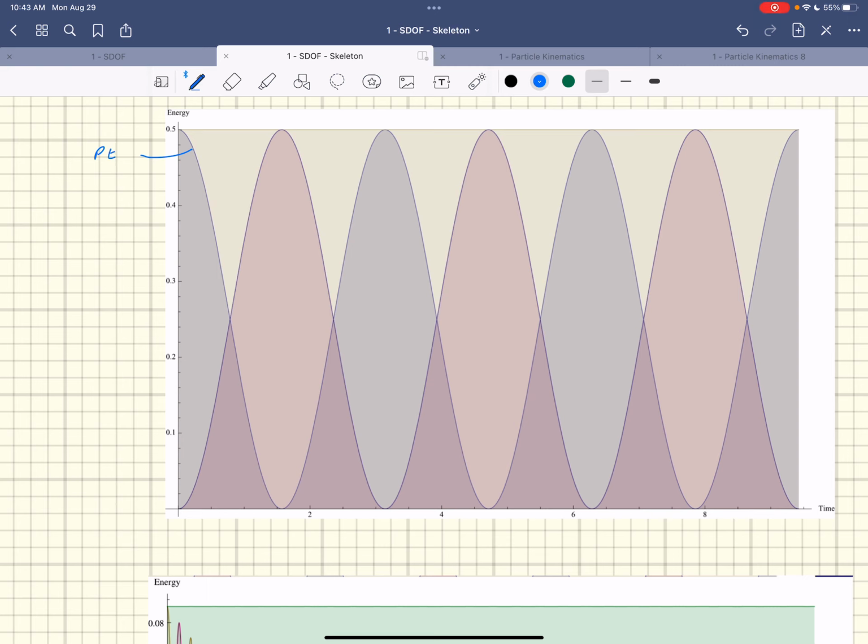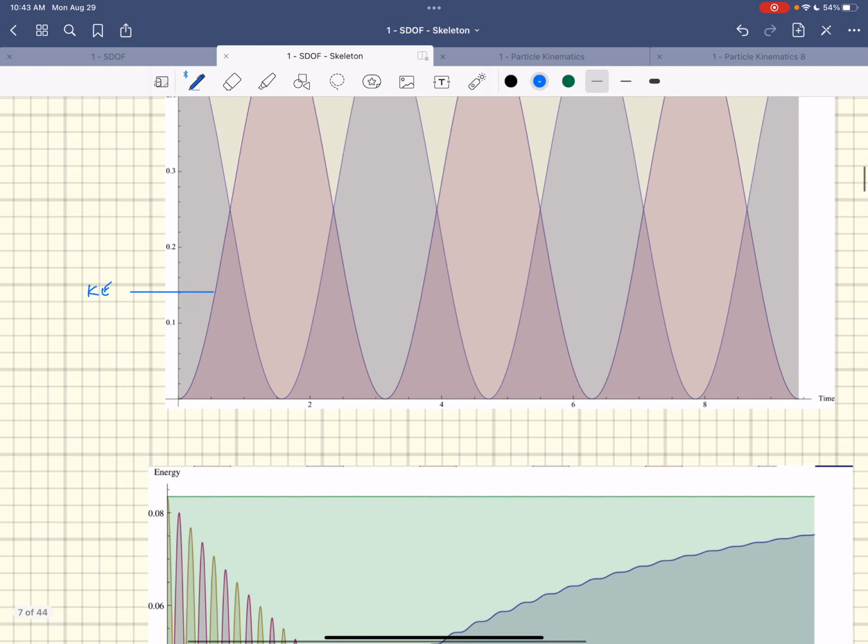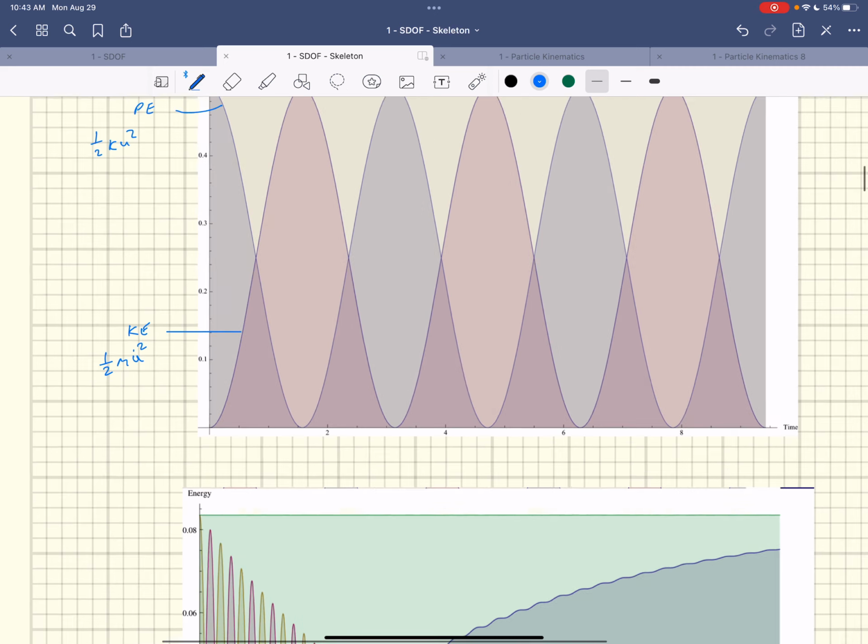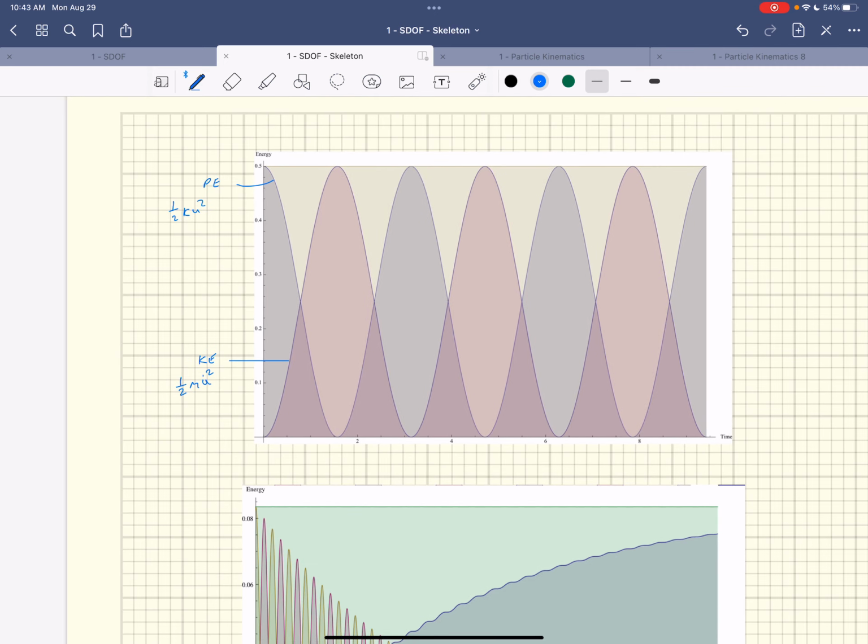There's the potential energy, that curve, and this right here is the kinetic energy. The potential energy is 1/2 k u squared, and the kinetic energy is 1/2 m u dot squared, 1/2 m v squared. So you have the kinetic energy and the potential energy.